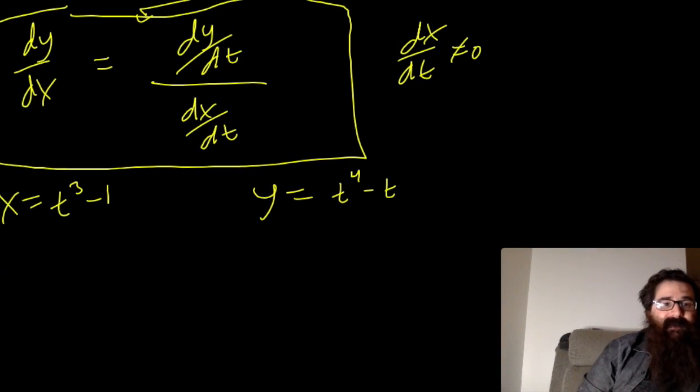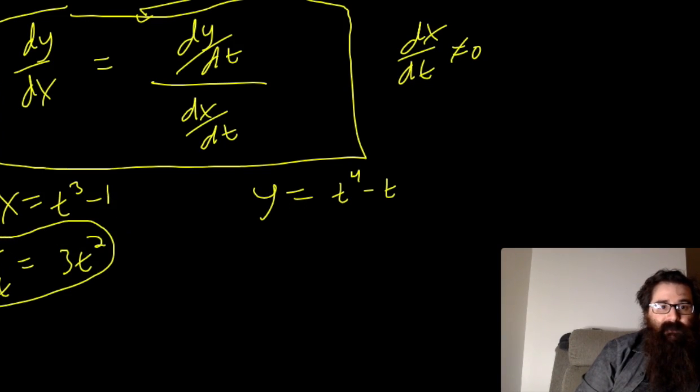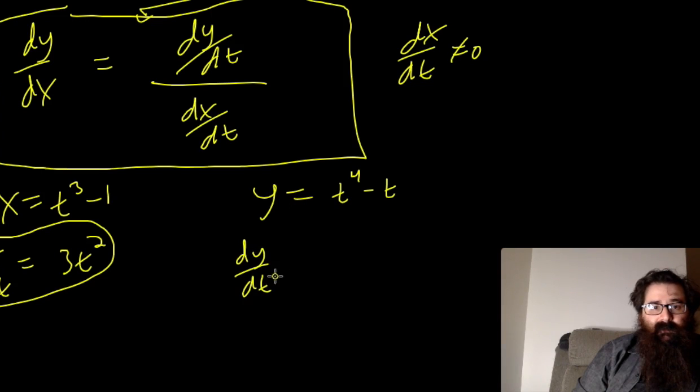We can find dx/dt. Not so bad, right? The derivative of t cubed is 3t squared with respect to t. The derivative of minus 1 is 0. So I have that piece. The derivative of y with respect to t, dy/dt, gives me 4t cubed minus 1. The derivative of t is 1 with respect to t.